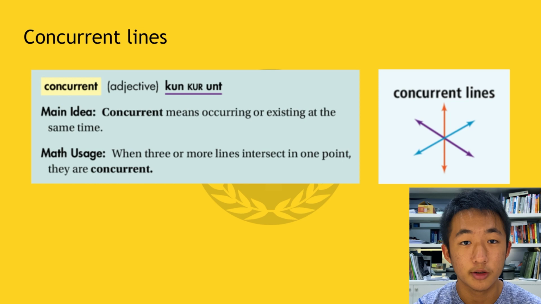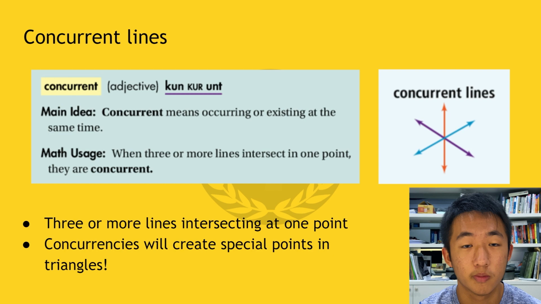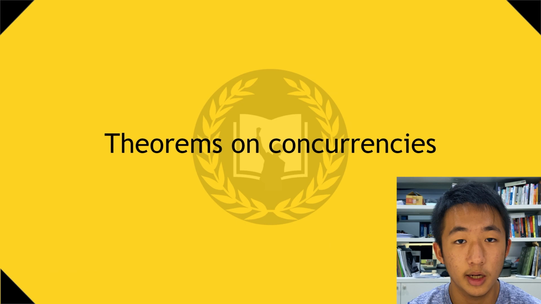Let's start with the concept of concurrency. When three or more lines intersect at one point, they are concurrent. As seen in the diagram on the right, these three lines are concurrent at their point of intersection. Furthermore, these concurrencies will also create special points in triangles. Now let's talk about theorems related to concurrencies.